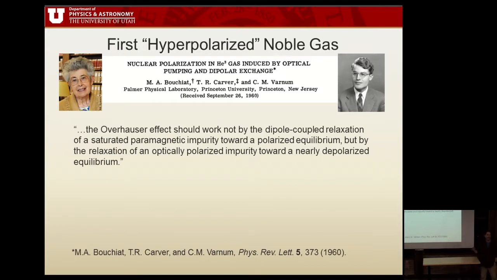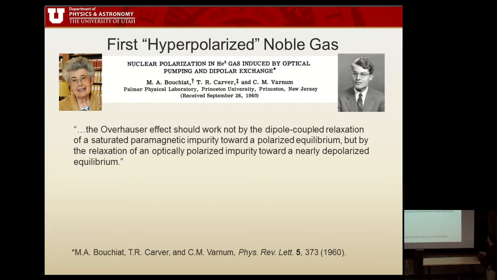So I'll tell you that what we're going to do is we're going to take all those polarized electrons and pump that angular momentum into the nuclei of noble gases. And so we call them hyperpolarized because they're way beyond thermal. Thermal is a part in a billion or something, and this is like 30% or 50% polarized. And so this is the first paper.